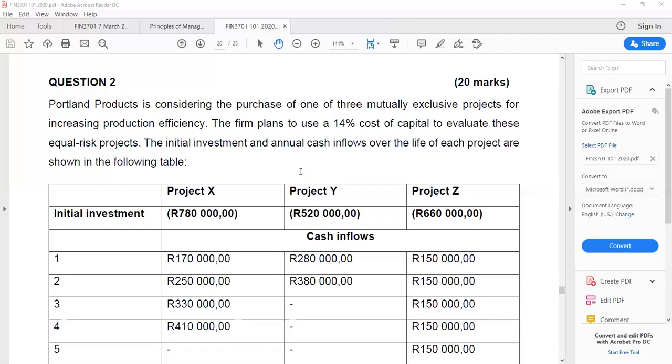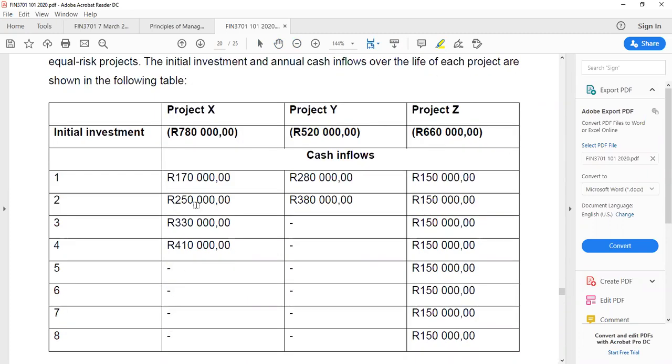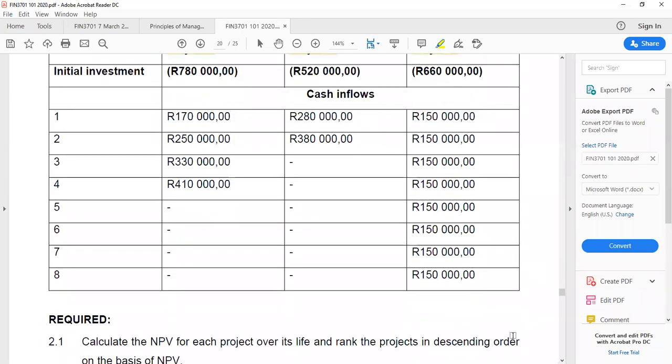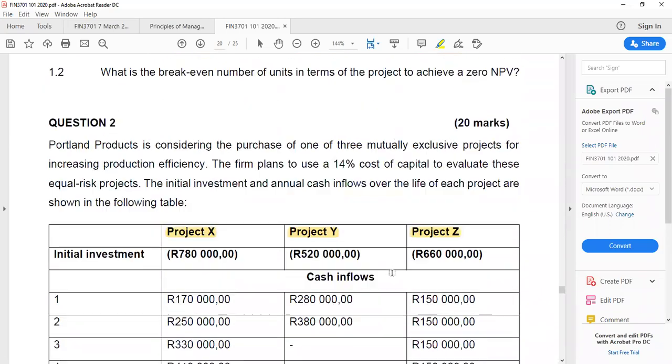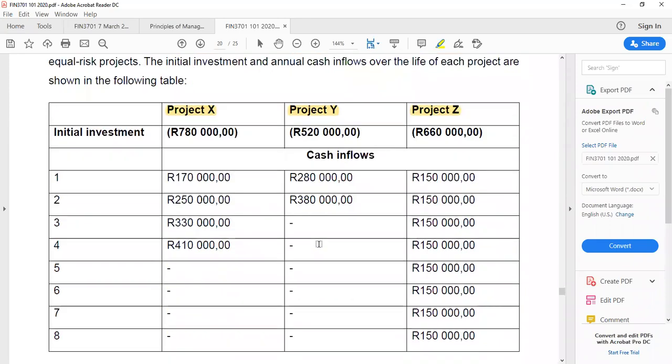So in this question, we're given three different projects: Project X, Project Y, and Project Z. And we're given the initial investments of each project. As you can see right here, initial investment is 780, 520, 660. And you can see that these projects have different lives. This project is a 4-year project, Project X. Project Y is a 2-year project, and Project Z is an 8-year project, right? So these are different projects with different lives.